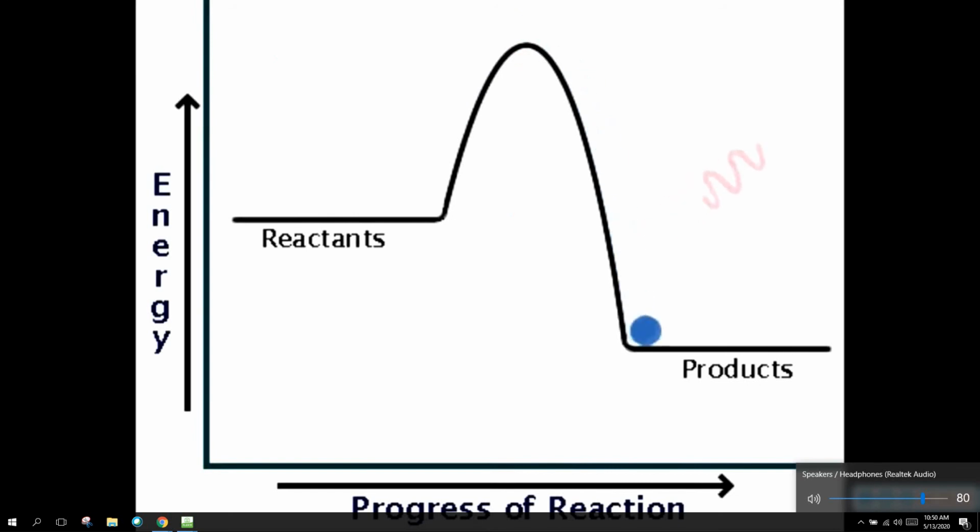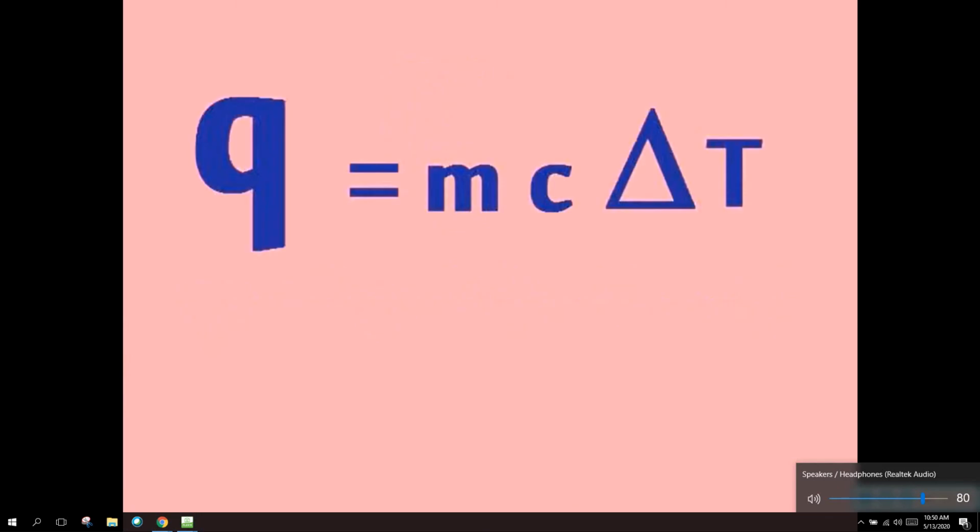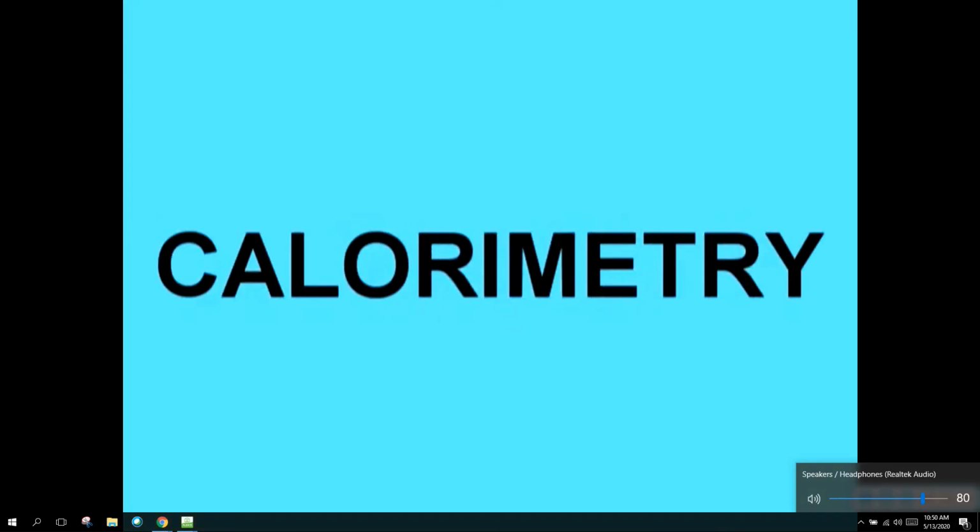Turns out this puppy got lost in potential energy. So how will I ever calculate this quantity called Q? Here is the equation, and I leave it up to you. MC delta T. I said MC delta T. Oh, that's calorimetry, y'all.